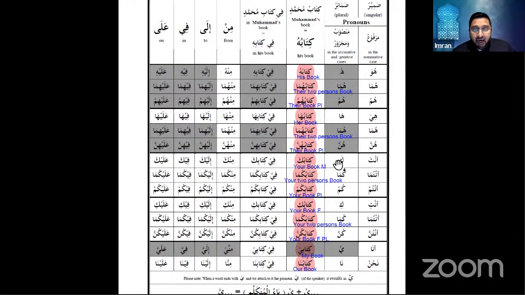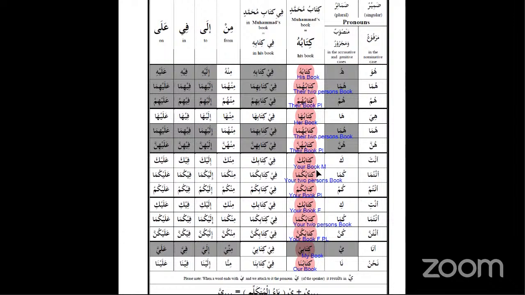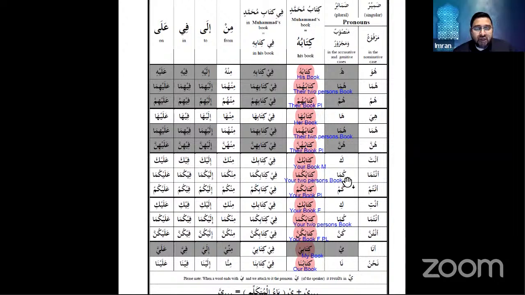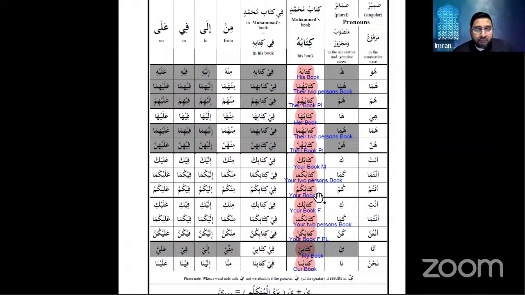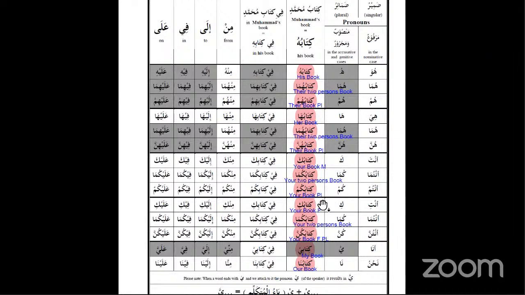And then anta is the personal pronoun, which means you. The attached possessive pronoun is ka. So kitabuka means your book, masculine. Everyone repeat kitabuka. Then kuma is two individuals, masculine: kitabukuma means your two persons' book. And then kitabukum means your book, for all masculine, plural.